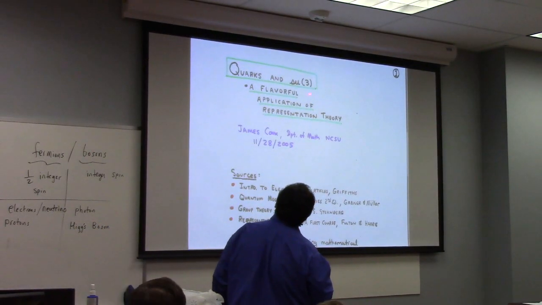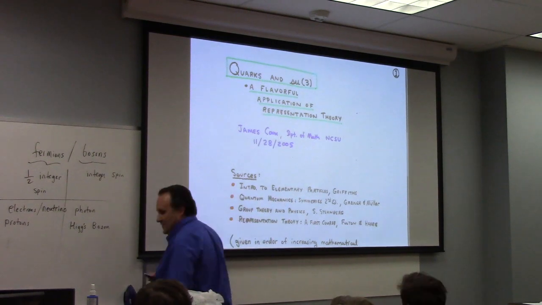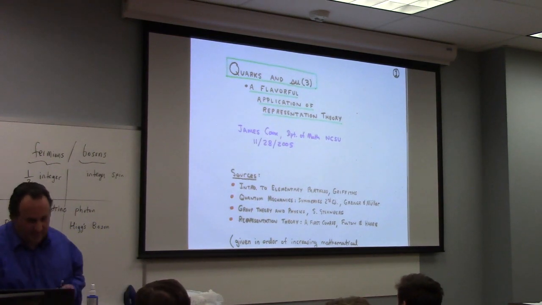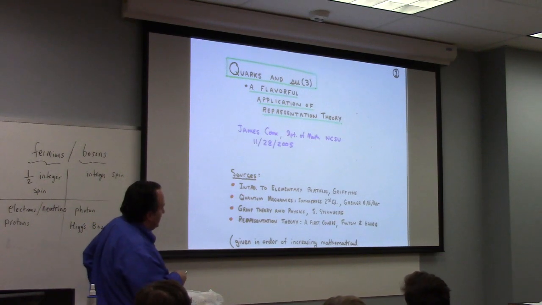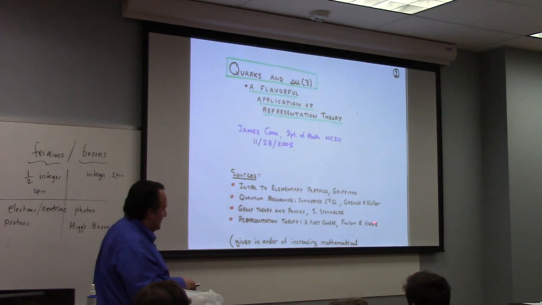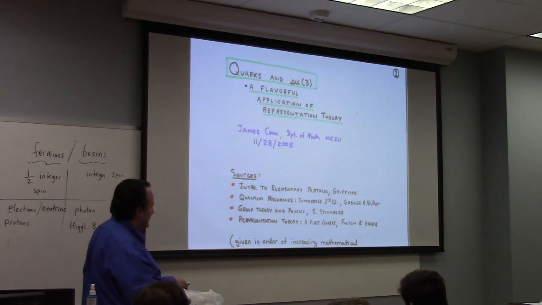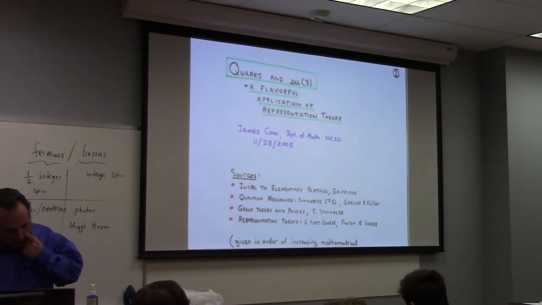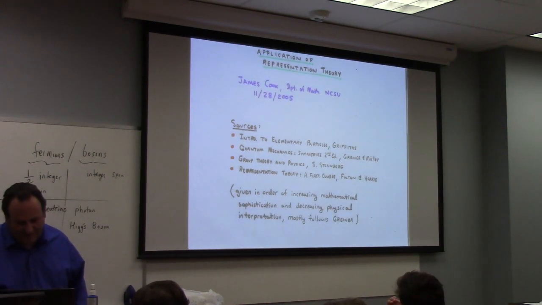Oh yeah, so I originally gave this talk in 2005. Still works though. It's based on a couple different things. Introduction to Elementary Particles by Griffiths, which is a wonderful book. Quantum Mechanics and Symmetries by Greiner and Mueller. I spent a whole summer working this thing out. That was a wonderful summer. Group Theory in Physics by Steinberg. It's okay. Representation Theory: A First Course by Fulton and Harris is, yeah, okay, fine. This talk is mostly from Greiner, truthfully. They are given in order of increasing mathematical sophistication and decreasing physical interpretation.